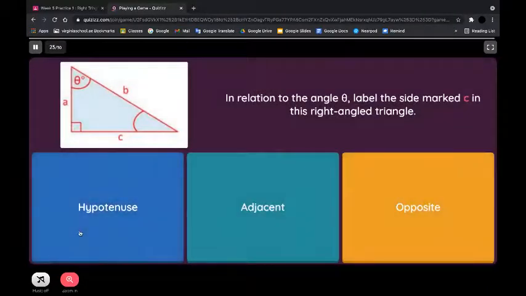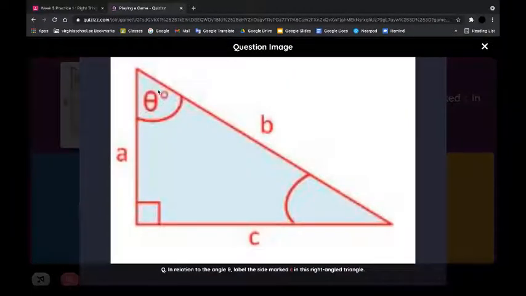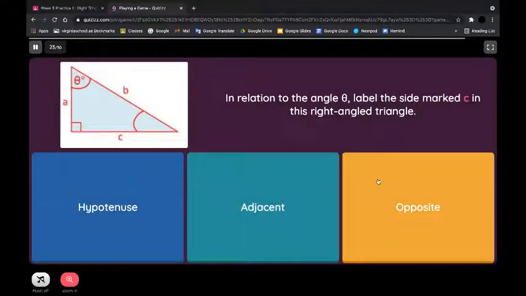In relation to the angle theta, label the side marked C in this right angle triangle. So this is our angle theta and this is our marked side, which is C. Now C, as you can see, corresponds as the opposite side, so the answer is opposite.